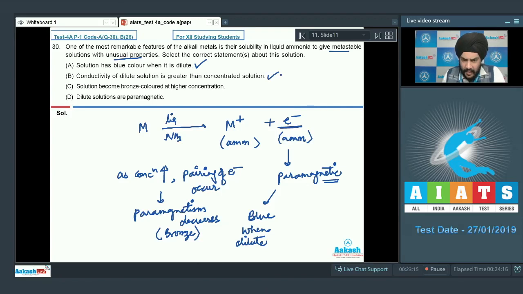If you look at the C statement now, solution becomes bronze colored at higher concentration. This statement is also correct, students. And looking at the last option, dilute solutions are paramagnetic. This is also correct, students. Due to this paramagnetism, there is color observed in the solution. So we can see that all four of these statements are correct and we have to select all of these as the correct answer to our question. Let us look at the next section.